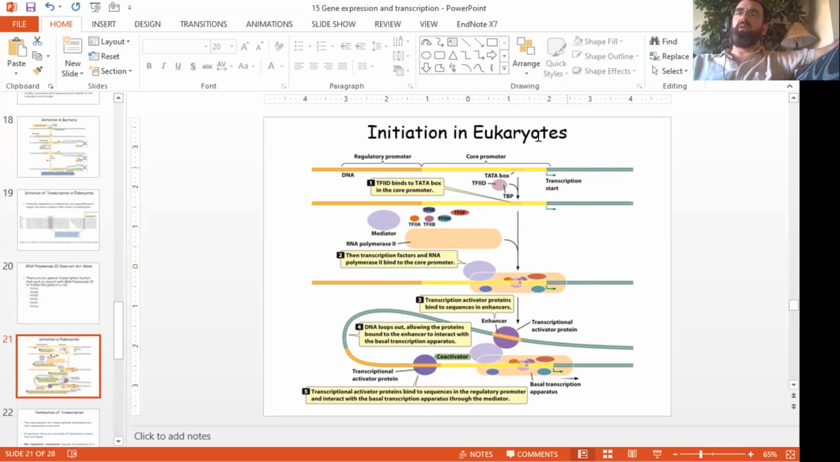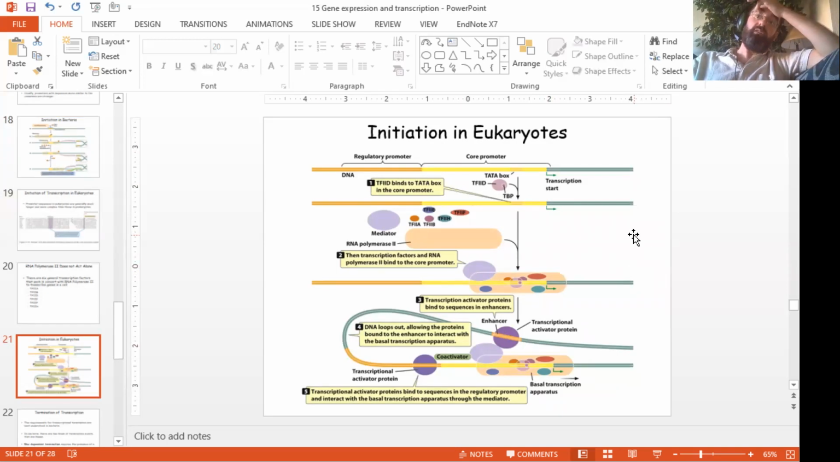Right, so in eukaryotes, we have what's called the core promoter and the regulatory promoter. And so the core promoter is really where RNA polymerase binds. It's quite short, 150 base pairs, 200 base pairs long, something like that. And it's really what's called the minimal promoter. It's like the very bare minimum you need to transcribe this gene.